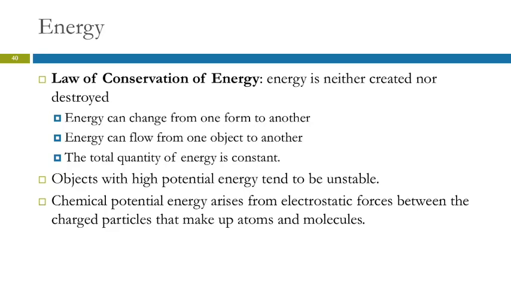What we observe is that objects that have high potential energy tend to be unstable, like that weight sitting on top of the building. A 10 kilogram weight sitting on the ground is not unstable. It's hard to fall off the ground, right? So there's another type of energy, chemical potential energy, and this arises from the interactions between particles within a substance. Those particles have charges, and it's the electrostatic attractions between the particles that cause chemical potential energy.